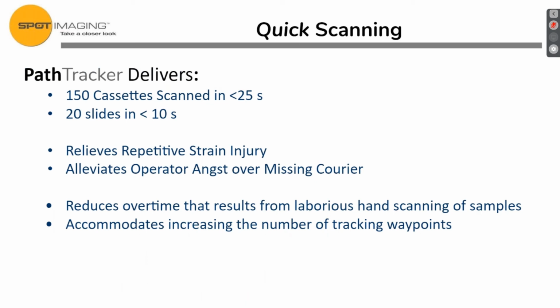PathTracker itself, though, is all about quick scanning. And just as a benchmark, it takes about 25 seconds to do a 150 cassette scan. It takes less than 10 seconds to do a 20 slide scan. And obviously, somewhere in between for other numbers of barcodes. It relieves repetitive strain injury to your wrists because you just line the basket up and click and do one scan versus 150 scans.